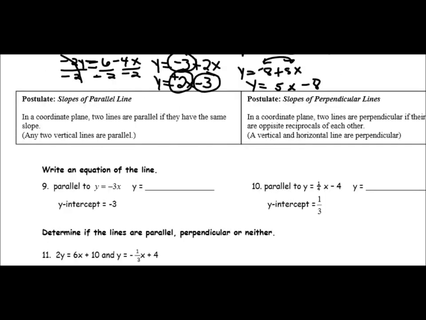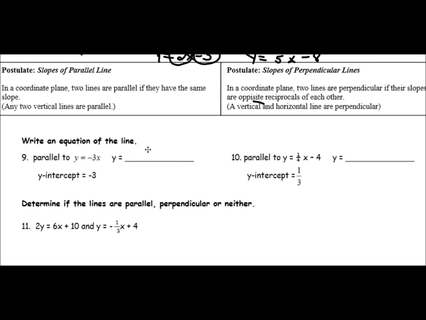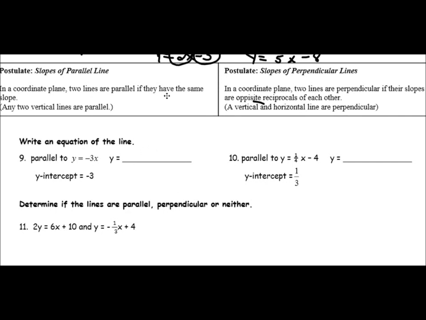Now, parallel lines and perpendicular lines. Parallel lines have the same exact slope. So, if two lines are parallel, they have the same exact slope. Two vertical lines are parallel, because remember, undefined, they both have the same exact slope. Undefined is the same, so they'd be parallel.